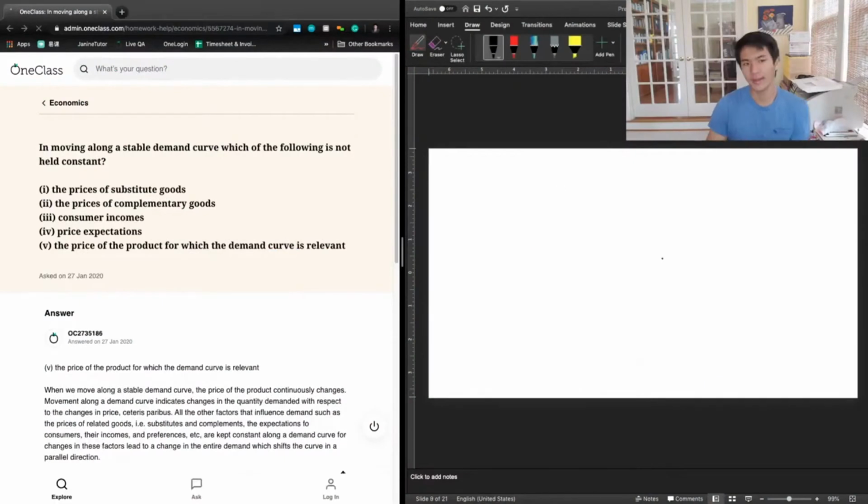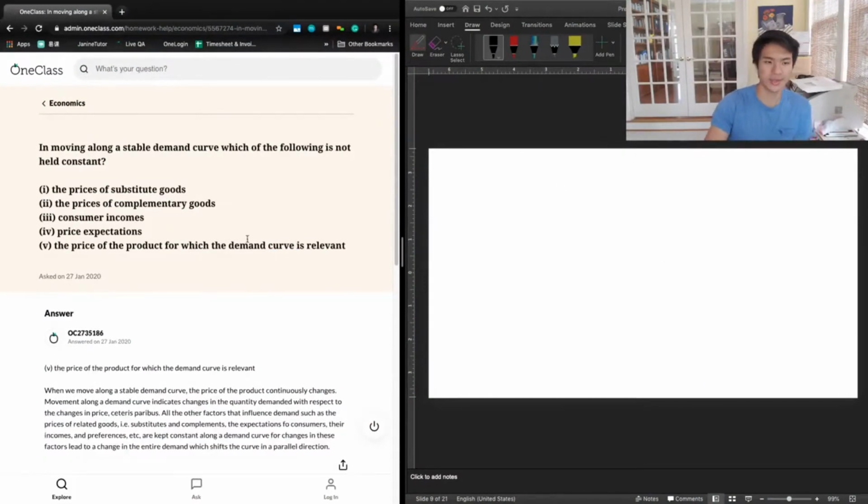Next question says, in moving along a stable demand curve, which of the following is not held constant? 1 says the prices of substitute goods. 2 says the prices of complementary goods. 3 says consumer incomes. 4 says price expectations. 5 says the price of the product for which the demand curve is relevant.